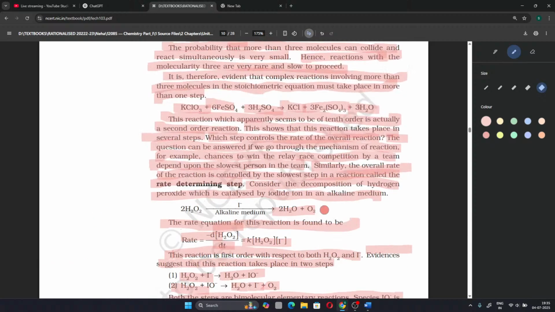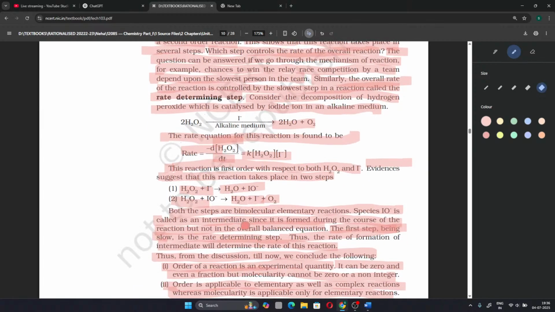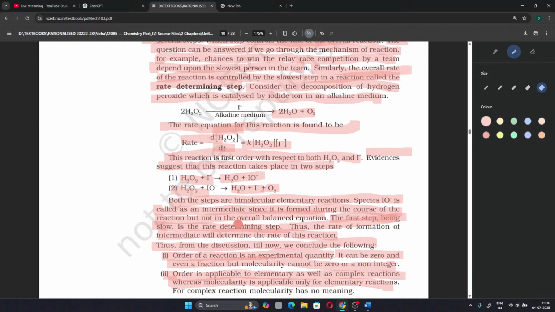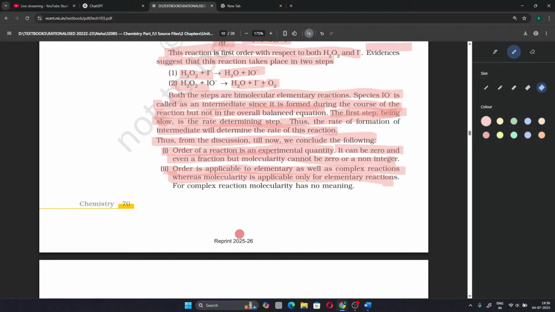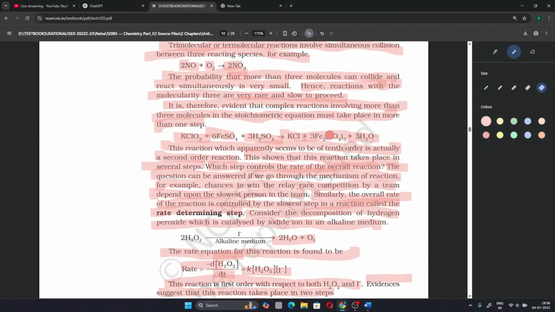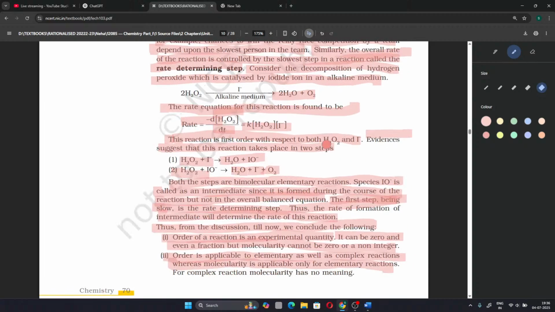We saw here directly from H2O2 to H2O and O2. With respect to H2O2 and iodine ion, we can say that the reaction is first order. But in case of the elementary reaction also we can determine the order. And it can be applicable to both elementary reaction, single step reaction as well as complex step reaction. We are basically saying the whole reaction is a second order reaction in case of the potassium chlorate reaction here. We are saying it's a second order reaction, which means the order is applicable to the whole complex reaction as well.